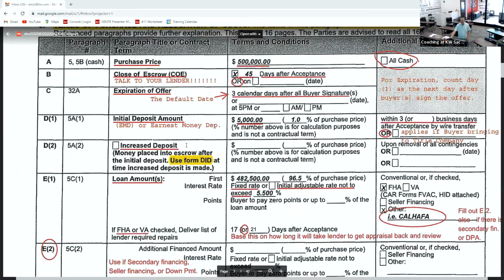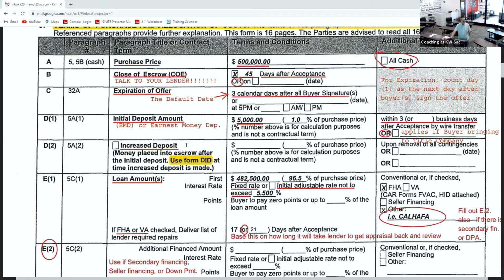Increased deposit, I'm just gonna touch on this lightly. I don't see it used a lot, but just know, sometimes you will have a seller counter and they'll say, we want you to increase your earnest money deposit, and I'll give you an amount that would bring it up to 3%. Just know that if you do that, they're also going to want to use form DID, because the form DID specifically and expressly states that that increase in earnest money deposit is now also part of the liquidated damages in the event the buyer defaults.